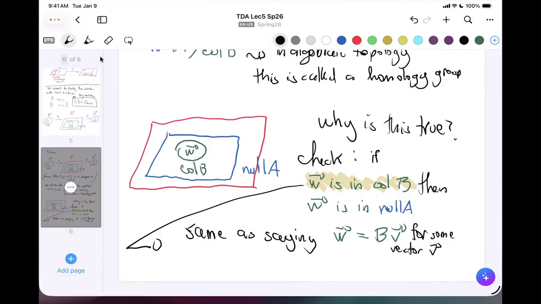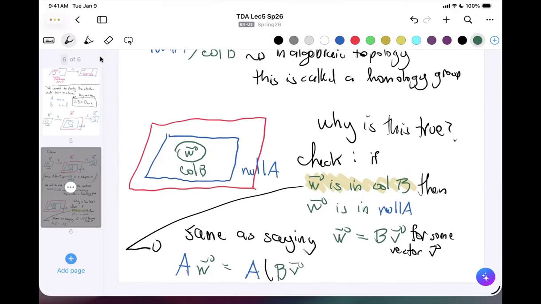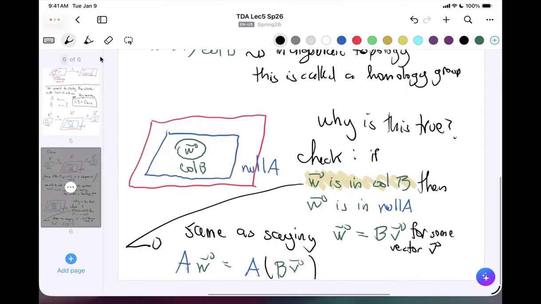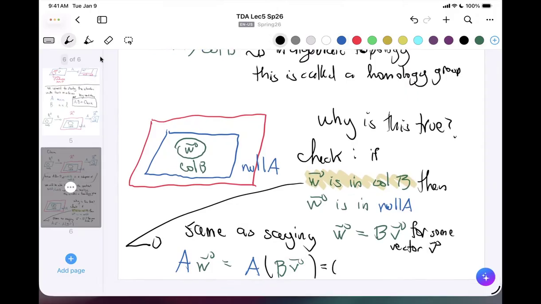Well, and then what is A times W? Let's just work it out. A times W, in this case, becomes A times (B times V). But the parentheses don't really make a difference here because the matrix product is associative, so you can move them around. So that's the same as (A times B) times V. I should have used different letters, but.